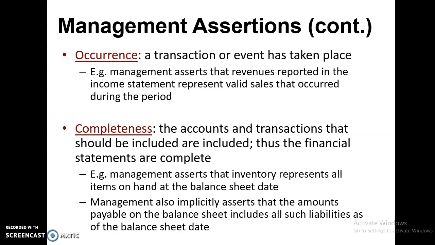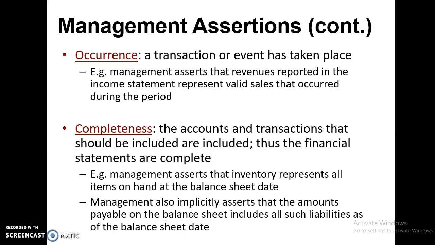Management asserts that revenues reported in the income statement represent valid sales that occurred during the period. We are saying that whatever revenue we have recorded in the income statement is actually a valid sale. It has happened. So if we go for an audit, how do we verify this? We have to look at the documentation, copy of the sales, maybe to verify whether the sales actually exist. Another way is looking at who actually ordered the sales. So there will be other supporting documents as well.